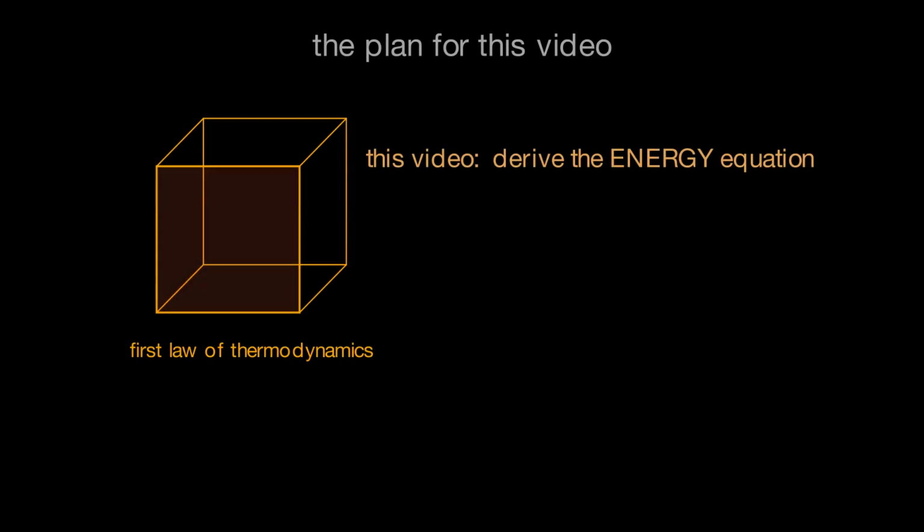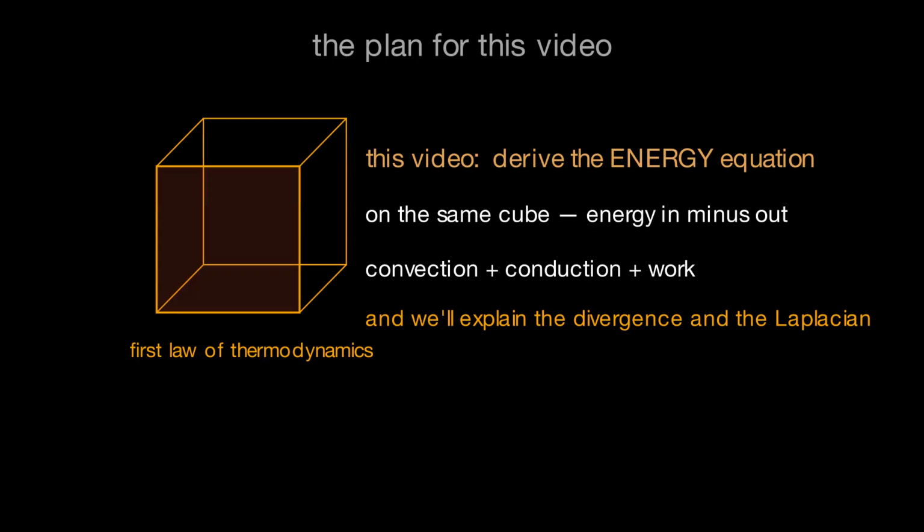Here's the plan. On the same cube, we derive the energy equation straight from the first law of thermodynamics. We track the energy in and out, and along the way, we'll finally explain what those 2 compact symbols, the divergence and the Laplacian, actually mean.